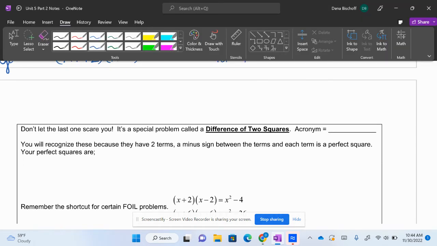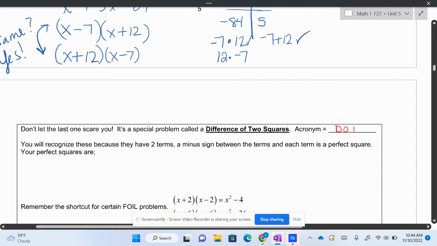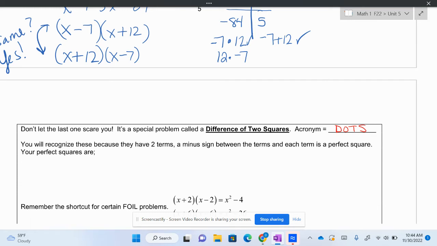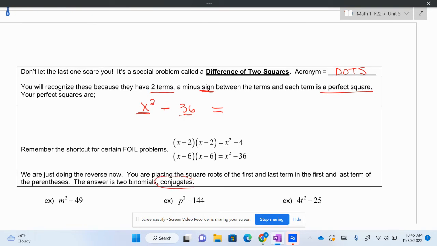Okay, so now we're going to talk about special problems called the difference of two squares. We actually just did a sample problem like that. So the acronym is DOTS, difference of two squares. You recognize these because they only have two terms, like x squared and 36. Both of these terms are perfect squares, and they're joined by a minus sign. So remember that these factor using their conjugates, right? We factor these using the conjugates.